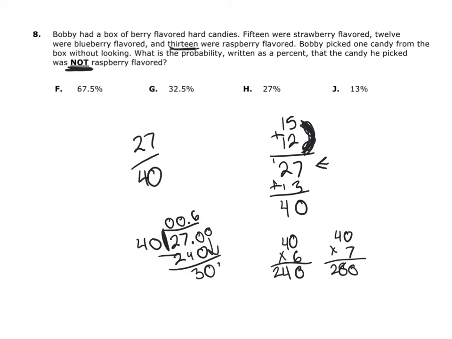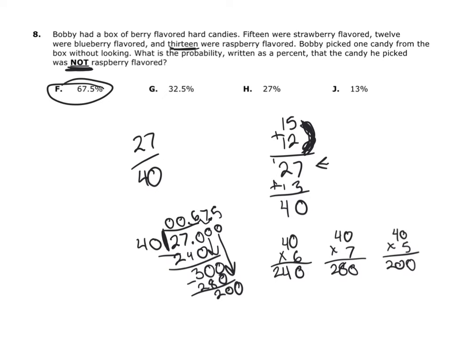Add a 0, bring it down. 40 goes into 300 7 times, that's that 280 we just figured out. Left with 20. Bring down. 40 goes into 200, I believe 5 times. Get 200, so it is 5. So we get 0.675. So now what we have to do is move it over 2 decimal places, because when we are going to percent, we have to add 2 decimal places to it. So we get 67.5, F.